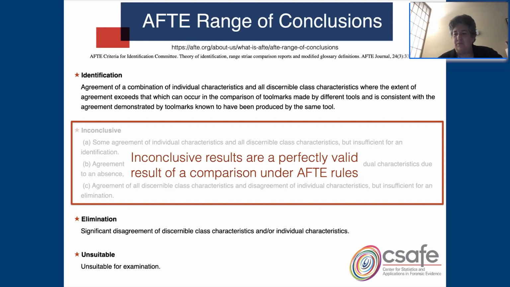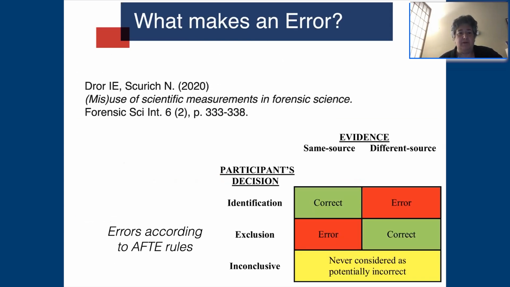And here we are somewhere in the middle. So what do we do? There's a paper by Dror and Scurich from 2020 called Misuse of Scientific Measurements in Forensic Science, published in Forensic Science International. And here we've got an overview.